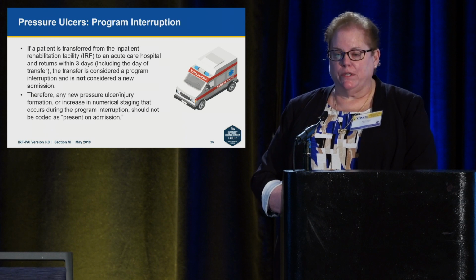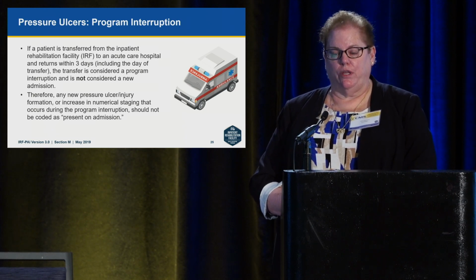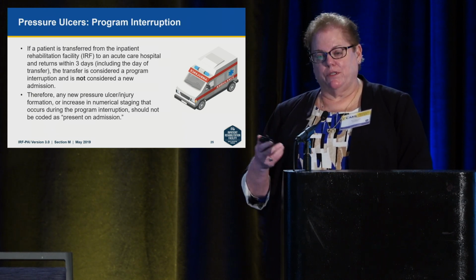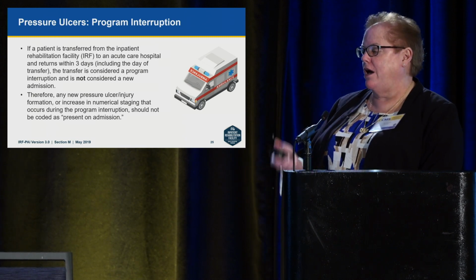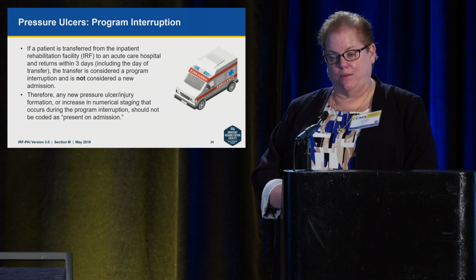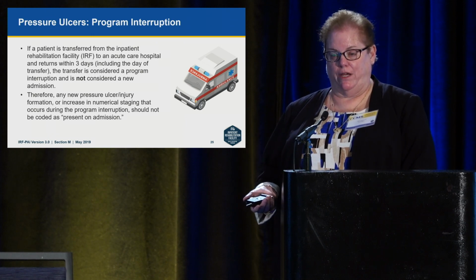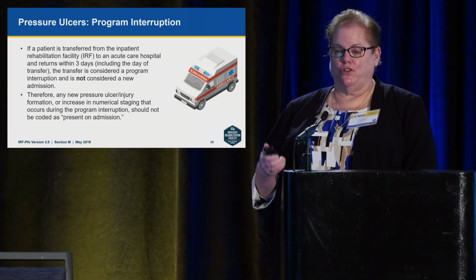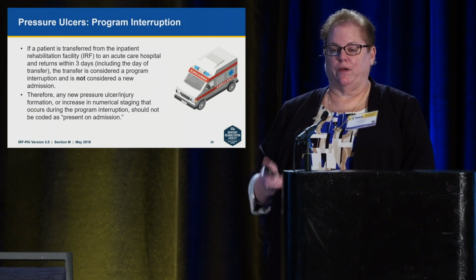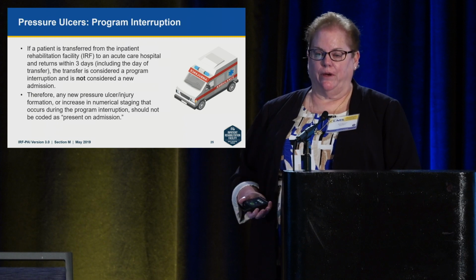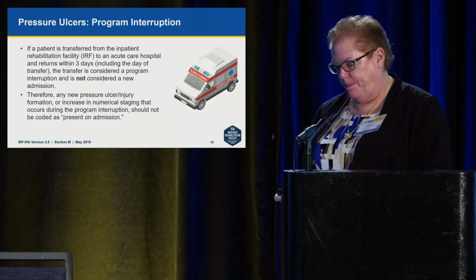So if someone goes out with a stage 2 and they're out for 48 hours, and they come back, it's considered to meet all the criteria for program interruption. Now you do your initial skin assessment, and that same wound that was a stage 2 is now a stage 3. On discharge, you can't say that that stage 3 was present upon admission because it happened during that program interruption. You basically own it. Okay?